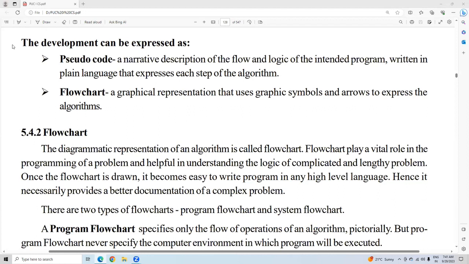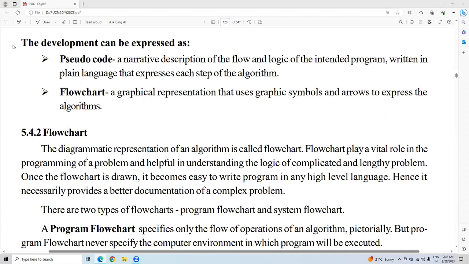The development can be expressed as pseudo code. One more is flowchart. What is pseudo code? It is a narrative description of the flow and logic of the intended program, written in plain language that expresses each step of the algorithm. So pseudocode is a narrative description of the flow and the logic of the intended program, written in plain language.